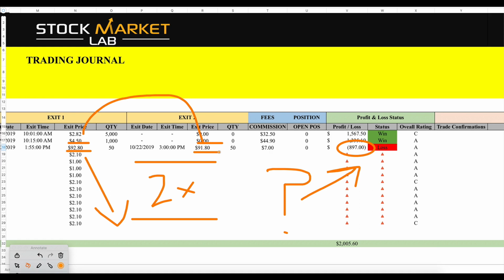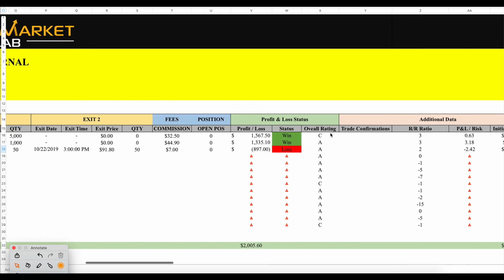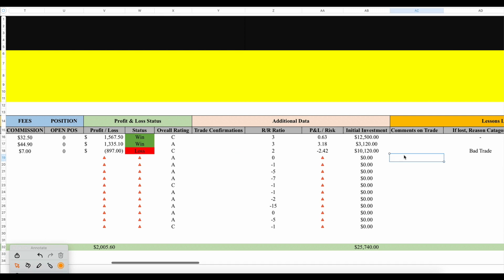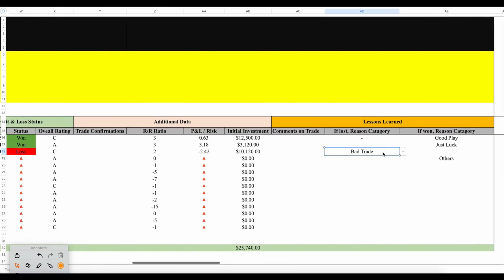Maybe I panicked. Maybe I froze. Maybe I was hopeful. These are things that you want to understand, and you want to put in comments in your trade. What happened? Like bad trade, why was it a bad trade? I didn't follow my plan, I didn't follow my stop loss, right?